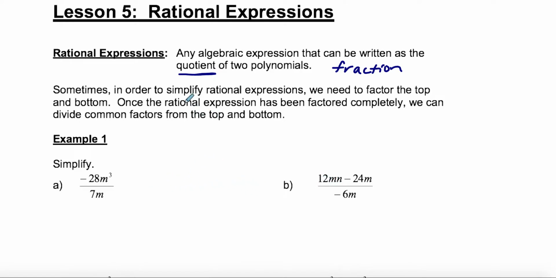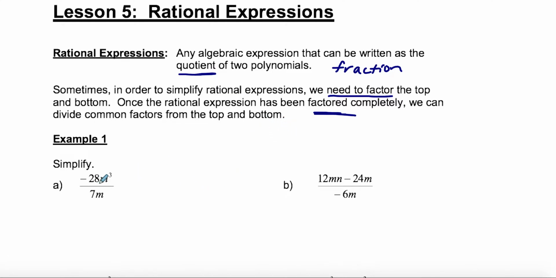And sometimes how we're going to simplify these is that we may need to factor. So the reason we're practicing factoring, and factoring is a really important skill, it pops up as a way to simplify in many different units that we're going to look at. So once the rational expression has been factored completely, got to factor completely, we can divide common factors from the top and the bottom, so from the numerator and the denominator.